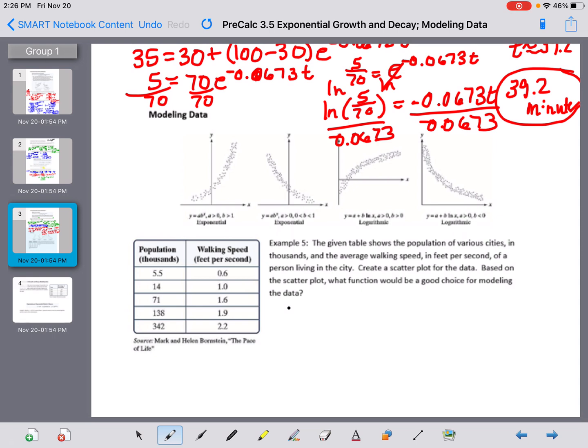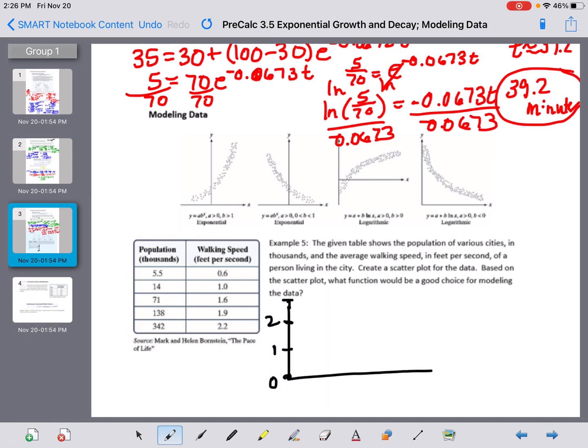My walking speed goes from like 0 to 0.5 to 2.5-ish, something like that, right? So I'll make that my short one. First, so 0, 1, 2, right? Up to 3, we're not really up there. My population is going in thousands, and we're as small as 5.5 thousand and as large as 342,000.